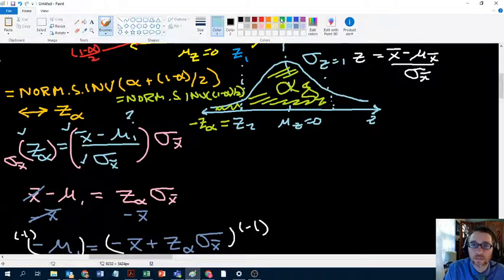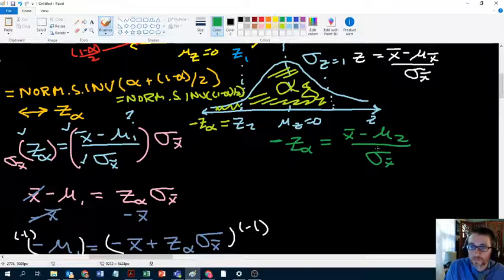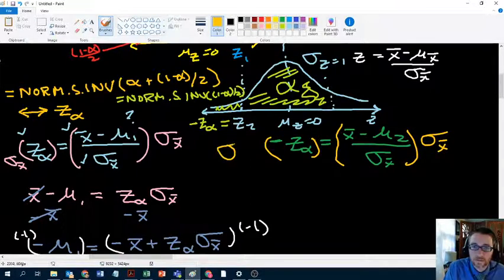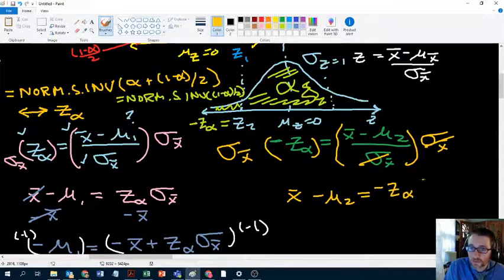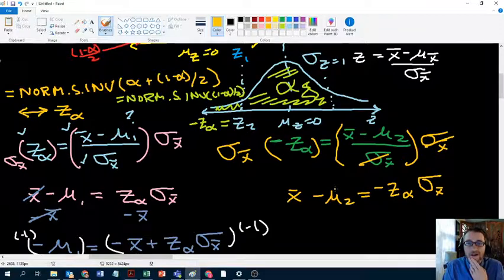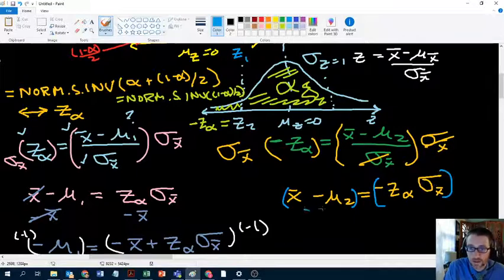So again, plugging in, we've got negative z alpha equals x bar minus mu2 over sigma x bar. To solve for this, we can multiply both sides by sigma x bar. These cancel. And then flipping over the equal sign, we get x bar minus mu2 equals negative z subscript alpha times sigma subscript x bar. We've got x bar where we don't want it. So let's subtract x bar from both sides, sorry.